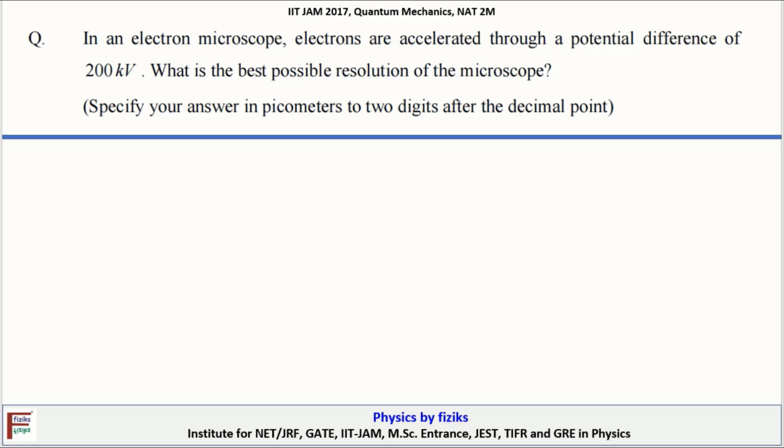So this question is related to the electron microscope. In an electron microscope, the electrons are accelerated through a potential difference of 200 kilovolt. What is the best possible resolution of the microscope?